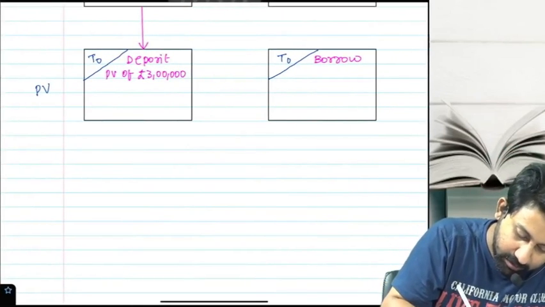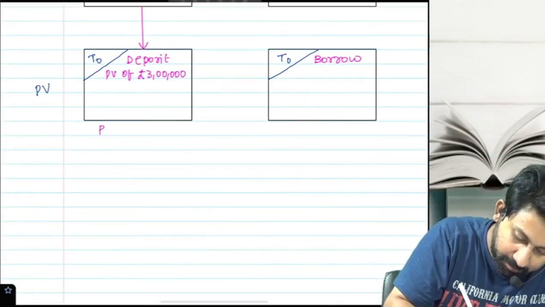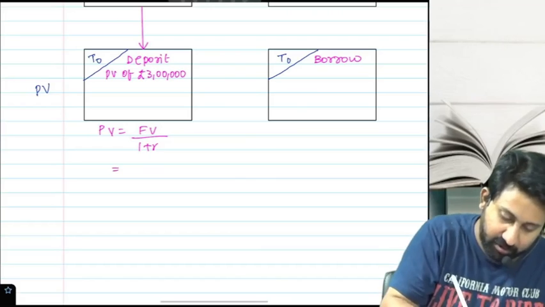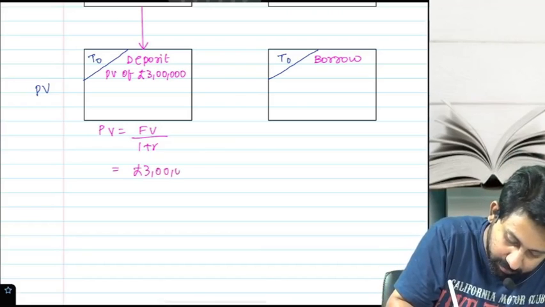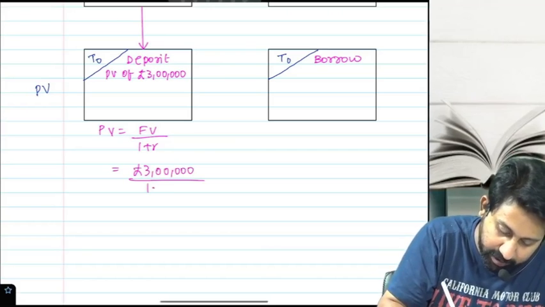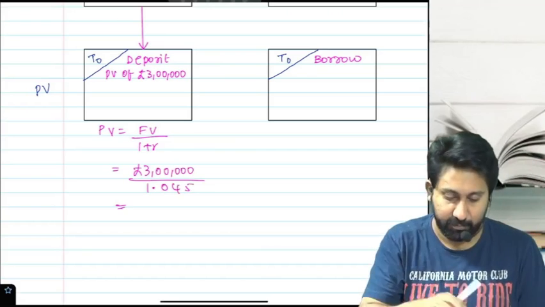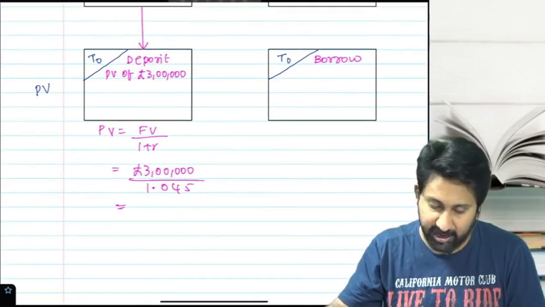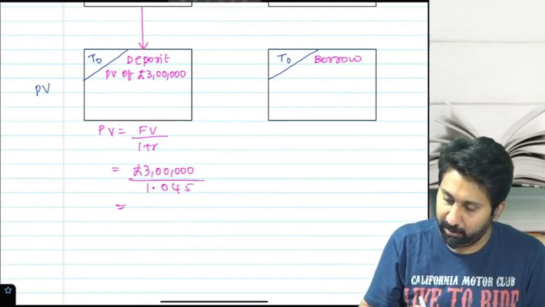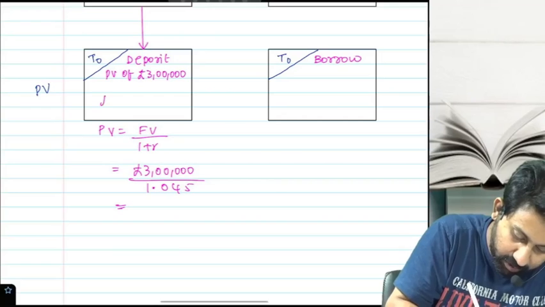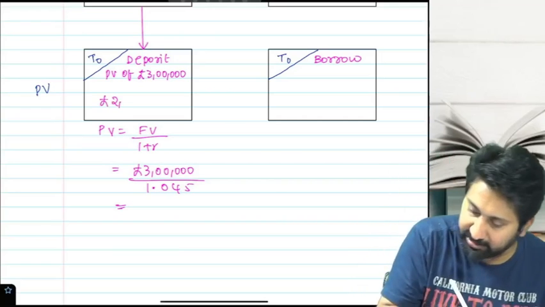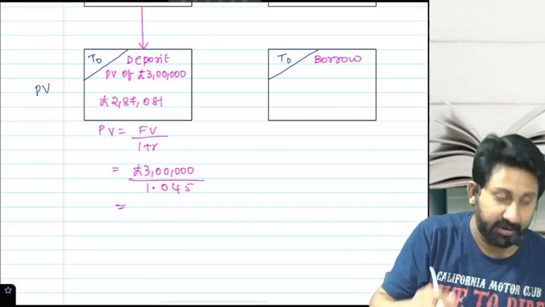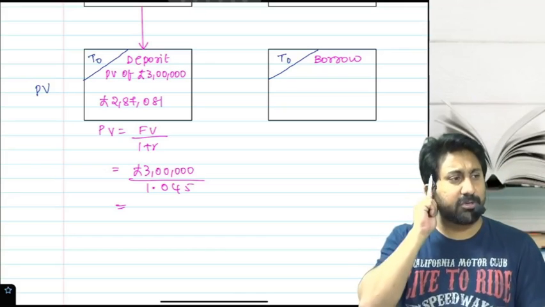So, see here. PV equals FV divided by 1 plus R. Tell me now, what is the future value? 3 lakh divided by 1.045. How much? You have to deposit pounds 2,87,081.